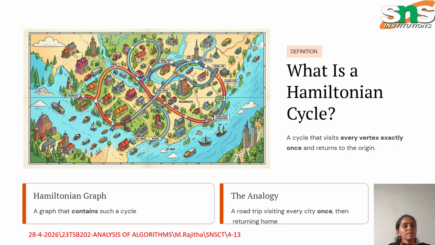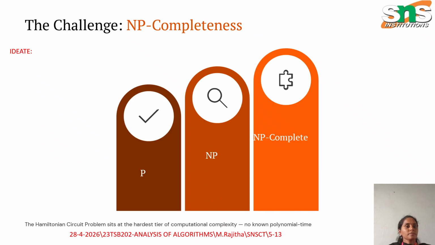What is a Hamiltonian cycle? A Hamiltonian cycle is a cycle in a graph that visits every vertex exactly once and then returns to the starting vertex. A graph that contains such a cycle is called a Hamiltonian graph. For example, imagine a tourist visiting every city exactly one time and then returning home. The tourist should not visit any city twice. This is similar to a Hamiltonian cycle. The main objective is to ensure that every vertex is included exactly once in the cycle.